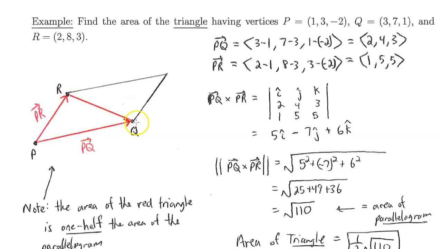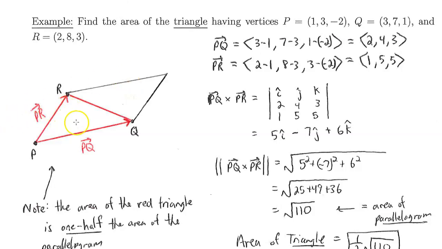And again, these are not points in the plane. These are points out in 3-space. P, Q, and R are points out in 3-space. But if you were to draw line segments connecting those 3 points, they would give you a triangle. Now that triangle would lie within some plane.